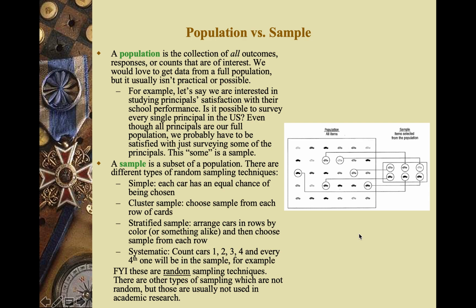And then a stratified sample is that you arrange cars in rows by color. So maybe you get all the black cars to park together, red cars, white cars, silver cars, green cars, blue cars, and then you take a sample from each row. And then a systematic sample would be you just count cars in every maybe fourth, for example, or whatever you wanted it to be. That would be who gets included.